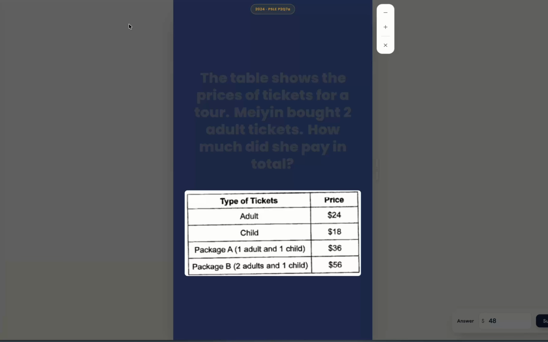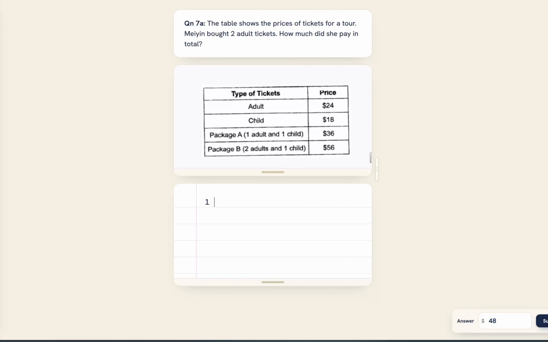Question 7, part A. The table shows the prices of tickets for a tour. Maine bought 2 adult tickets. How much did she pay in total? So one adult is equal to $24. 2 adults would then be 2 times 24. This will be $48. Okay, there you go.